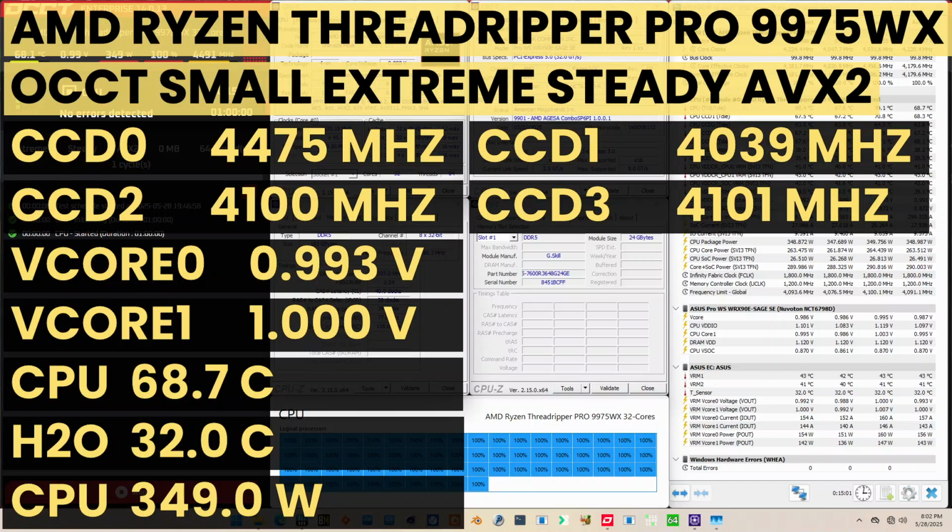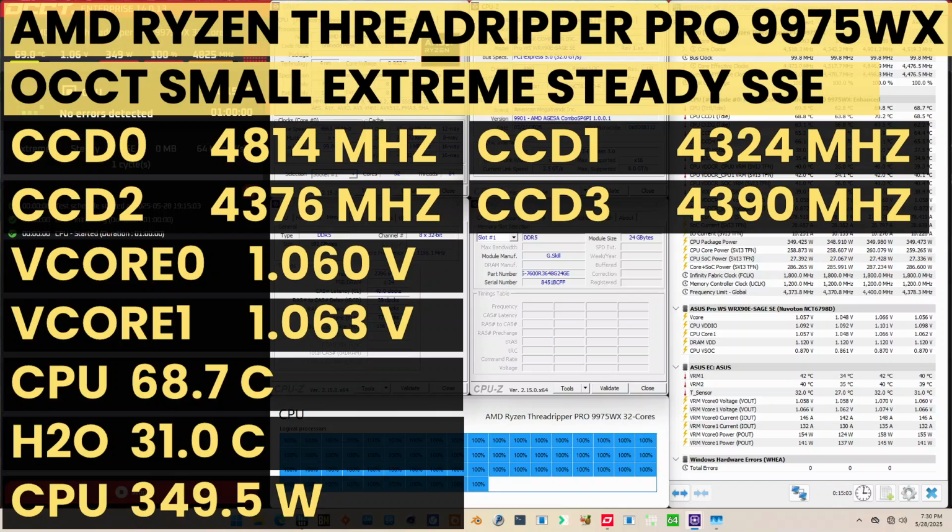When running the OCCT CPU AVX2 stability test, the average CPU CCD0 effective clock is 4475 MHz and CCD123 effective clock is 4080 MHz with 0.997 volts. The average CPU temperature is 68.7 degrees Celsius and the average CPU package power is 349 watts.